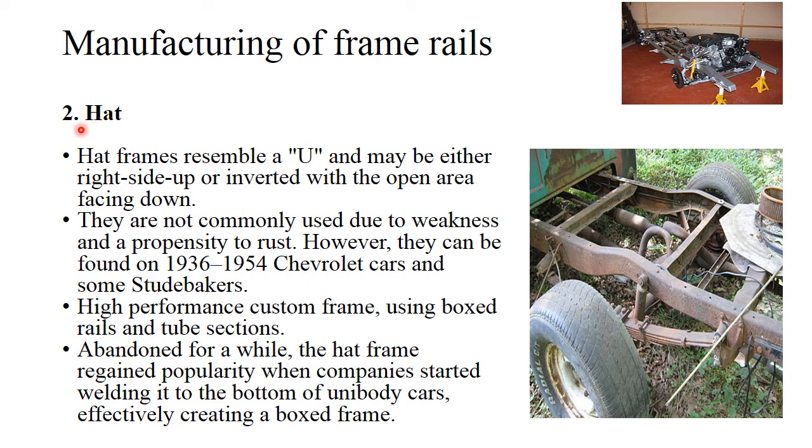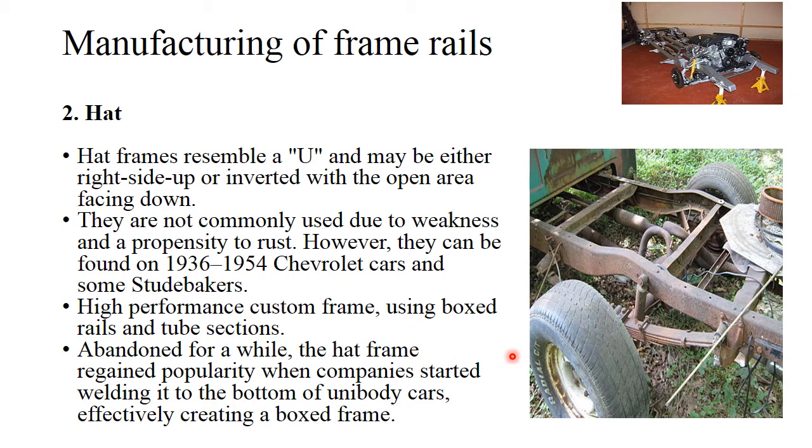Second is the hat. The hat is basically the shape of a U. It's not completely like a C, it is rounded at the corners. It is a U shape, and it is not very much in use because it has a propensity to rust because of this shape. But it can be used in some certain Chevrolet cars and steel breakers. High performance custom frames use box rails and tube sections. These can basically be used for unibody cars.